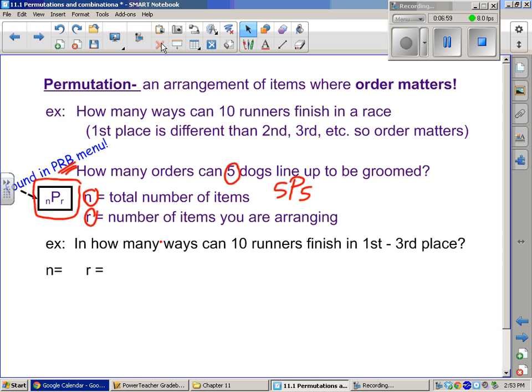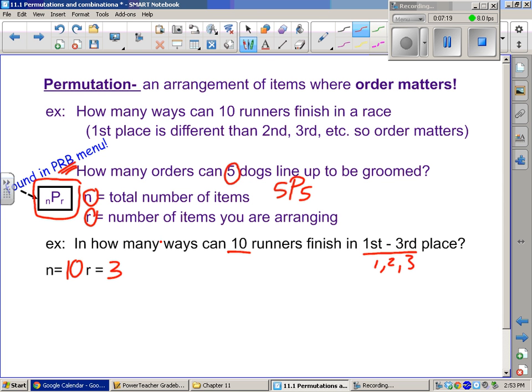It says, in how many ways can 10 runners finish the race in first through third place? So 10 runners are going to cross the finish line. There's 10 total, so that's our n. And then we're going to award first, second, and third. So that means 3 places. That's our r.